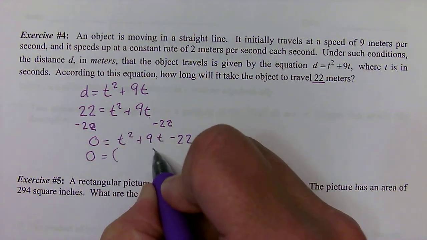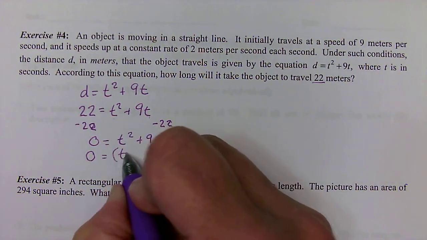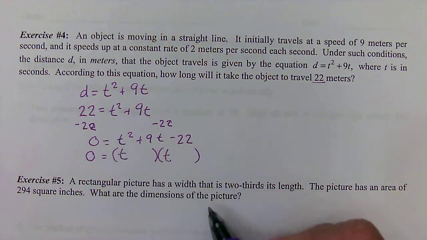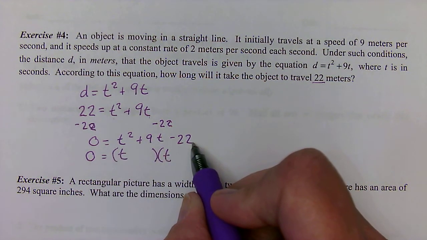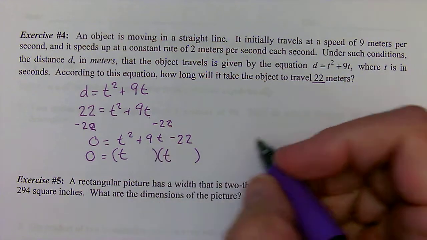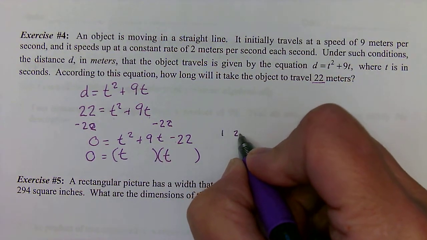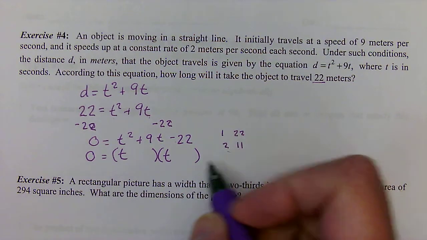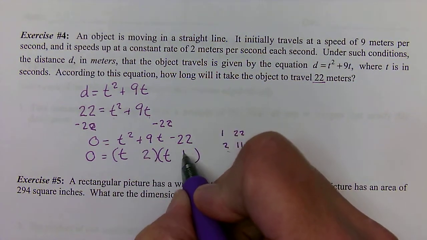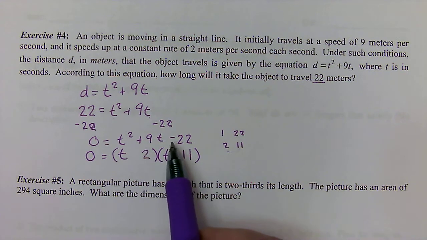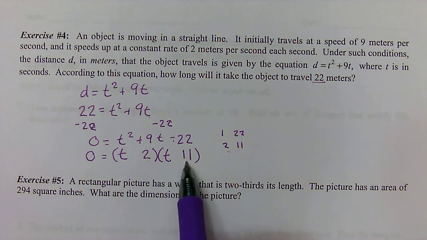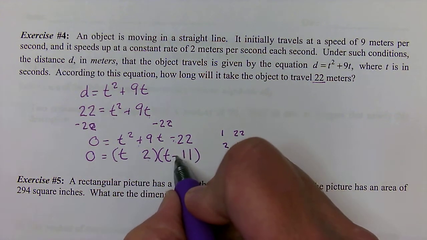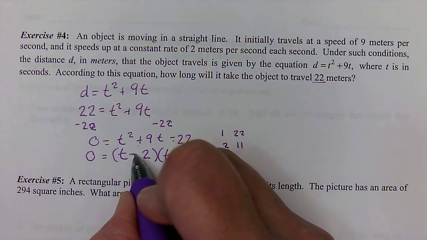Now we factor. The leading coefficient is 1, so starting them off is easy with the t and the t. We need factors of 22 that subtract to give us 9. Well, the factors of 22 are 1 and 22, or 2 and 11, and the 2 and the 11 are the ones that subtract to give us 9. Because this is negative, these have to have different signs, and the bigger one has to get the sign of the middle. So it's plus on the 11 and minus on the 2.